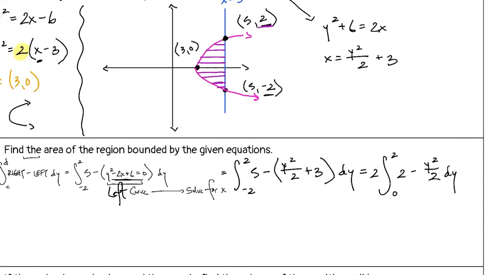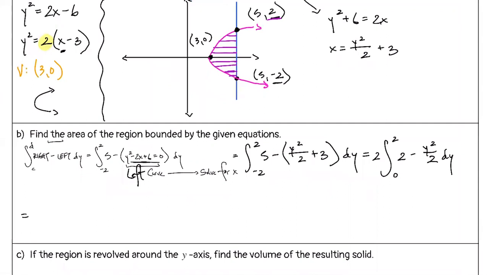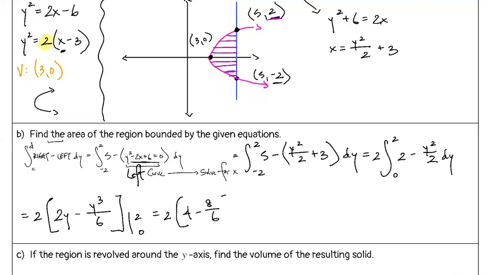And now this should be way easier than any of the integrals that we saw in chapter 9. Our integral of 2 is 2y. Minus y squared over 2 is going to give us y cubed over 6, and plug in 2 and plug in 0. This is going to give us 2 times 4 minus 8 over 6. I'm not going to plug in the 0 because it's going to give me 0 anyway. And this will give me 8 minus 16 over 6, or 8 minus 8 thirds. Or let's see, 24 thirds minus 8 thirds gives me 16 thirds.